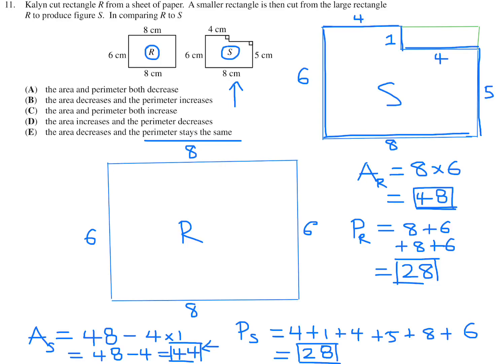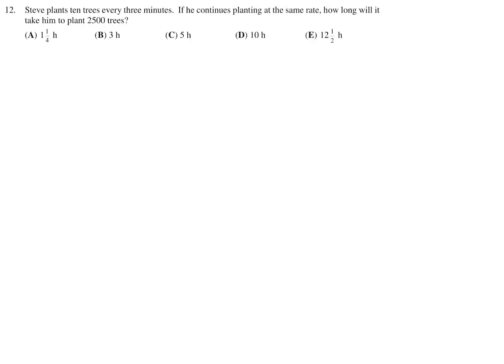I'd rather say, in comparison, when you go from R to S, that would probably be better. It'll be less confusing, but that's okay. In any case, even if you just look at the perimeter, there's only one answer that says perimeter is the same, and that's E, so that's the correct answer.